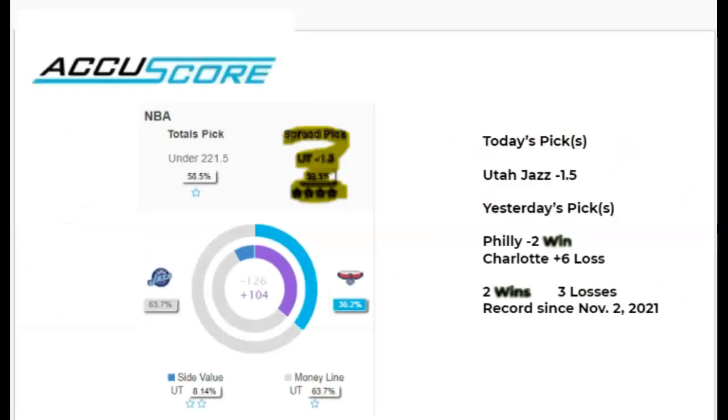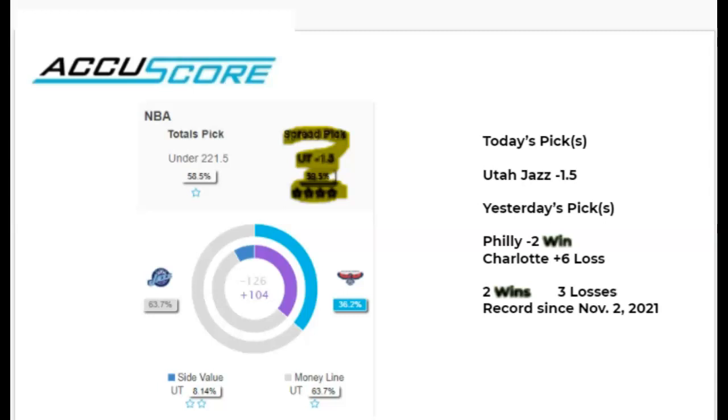All right, more computer simulated companies and paid services. And once again, we're getting the 4-star picks out to you, so we're not wasting time with the 3s, the 2s, and the 1s, but we're tracking and tracing these. Yesterday's pick, Philadelphia minus 2, that actually won. Charlotte plus 6, that lost against Golden State. So right now, the AccuStar 4-star picks sit at 2 wins and 3 losses.